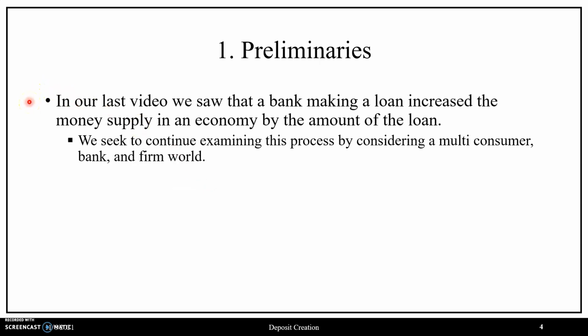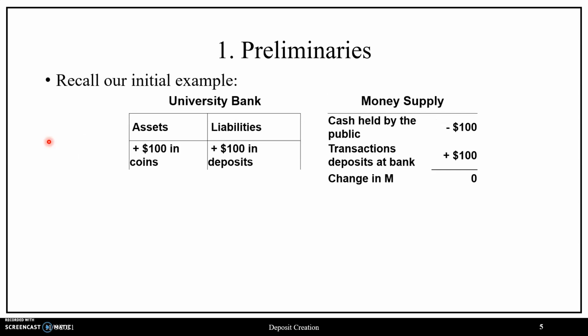In regards to our preliminaries, in our last video we saw that a bank making a loan increased the money supply in an economy by the amount of the loan. We now seek to continue examining this process to see the potential and limitations of it by considering a multi-consumer, bank, and firm world. First, let us recall our initial example, where we had one consumer, one bank, and one firm. We have the T account of the bank on the left and the quantity of the money supply on the right.